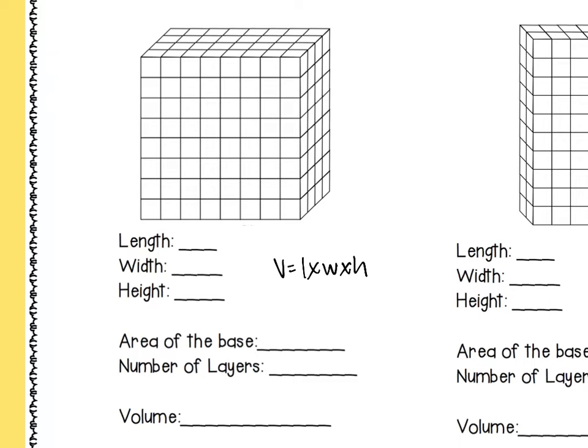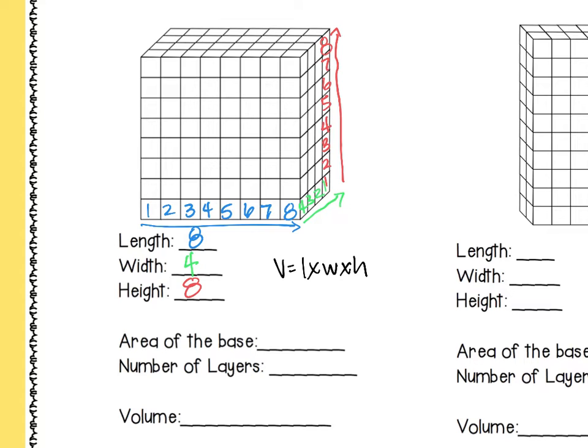Here, we know that volume equals length times width times height. So my length for this problem is across here, and I have 1, 2, 3, 4, 5, 6, 7, and 8 cubes. My width is going to be 1, 2, 3, and 4. And my height will go this way, and I have 1, 2, 3, 4, 5, 6, 7, and 8.